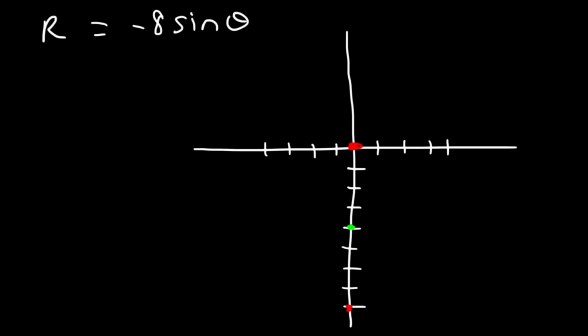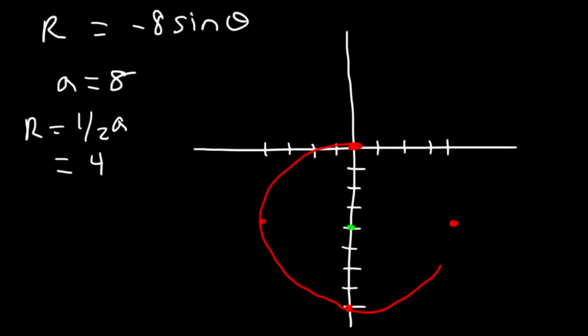So if A is 8, the radius is 1/2 of A, which is 4. So we've got to travel 4 units to the right from the center and 4 to the left. And so this is going to be the graph. So now you know how to graph circles when you're given a polar equation. Now the next type of graph that we need to go over is the limacon.